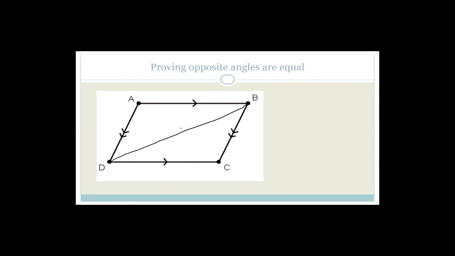What I want you guys to do is pause the video. Well, I'm going to pause it, and you're going to carry on watching. I'm going to be quiet for just 1 minute, and I want you guys to prove that the opposite angles are equal. In other words, angle A is equal to angle C. Right, go.